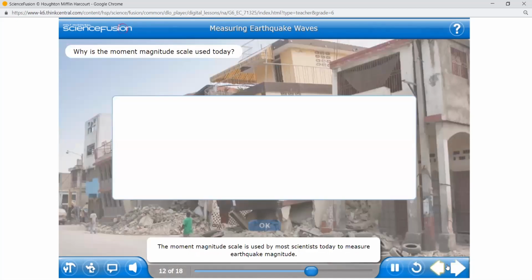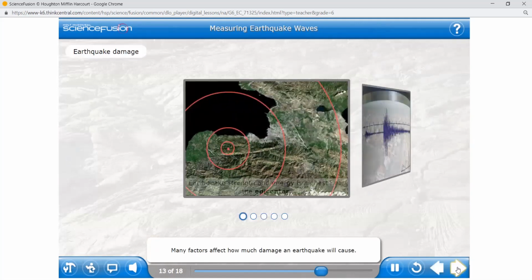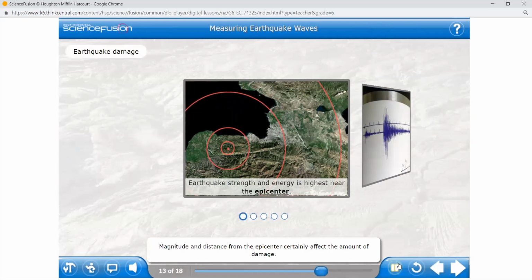The moment magnitude scale is used too. Many factors affect how much damage an earthquake will cause. Magnitude and distance from the epicenter definitely affect the amount of damage, but so do the local geology and the size of the population. Click the images to learn more.